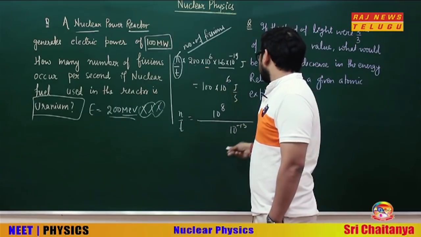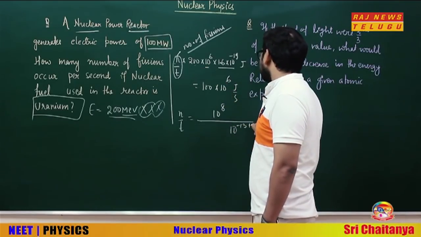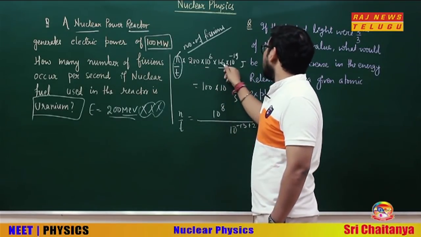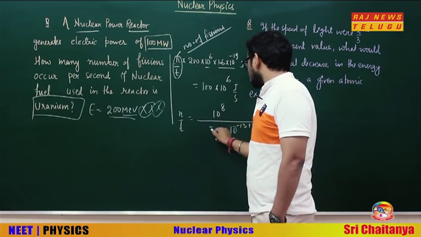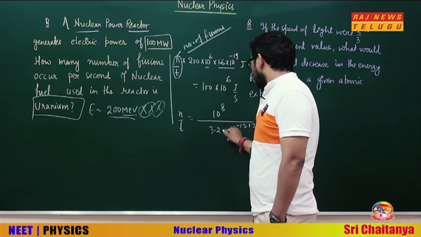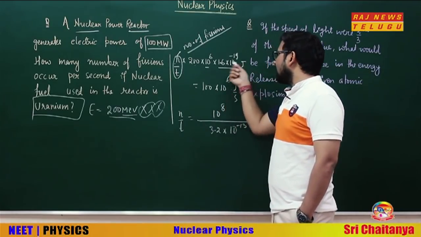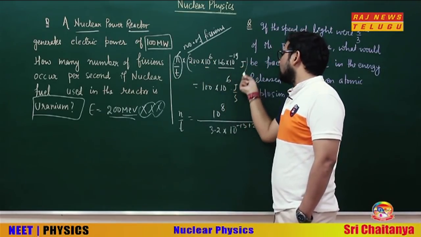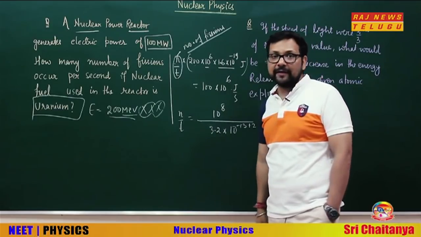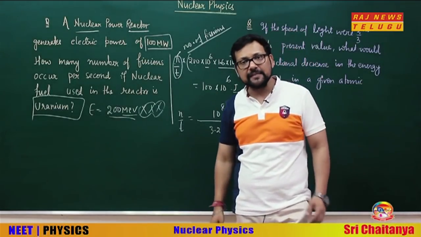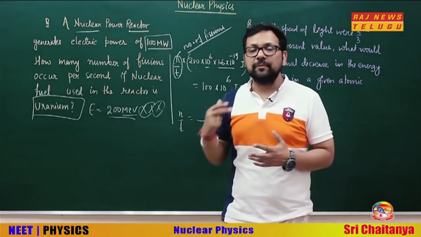This is 2, that will be plus 2, and 1.6 into 2 is 3.2. Okay, so 10 raised to power 8 divided by this entire numerical value of the left-hand side will give you N by T. And what is N by T? N by T is the number of fissions per second.